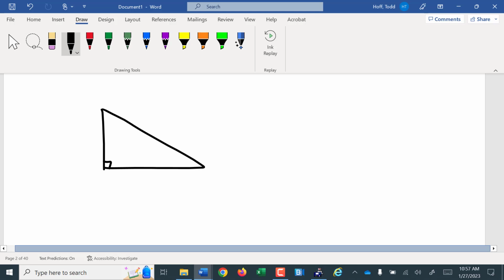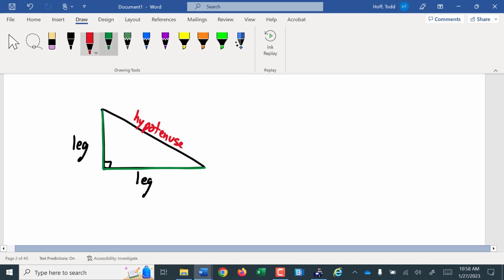So in a right triangle, obviously all triangles have three sides. Our sides are broken down into two categories. The legs make the right angle, or the L of the right triangle. The third side then, which is not part of the right angle, it's across from the right angle, it's called the hypotenuse.